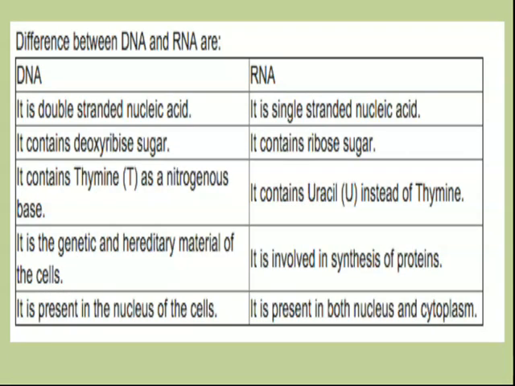Let's come to the difference between DNA and RNA. DNA is always a double-stranded nucleic acid, whereas RNA is single-stranded. DNA contains deoxyribose sugar, whereas RNA contains ribose sugar. DNA contains thymine as a nitrogenous base, but in RNA, instead of thymine, we have uracil. DNA is the genetic and hereditary material of the cell, whereas RNA is involved in the synthesis of proteins. DNA is present in the nucleus of the cell, whereas RNA is present in both nucleus and cytoplasm.